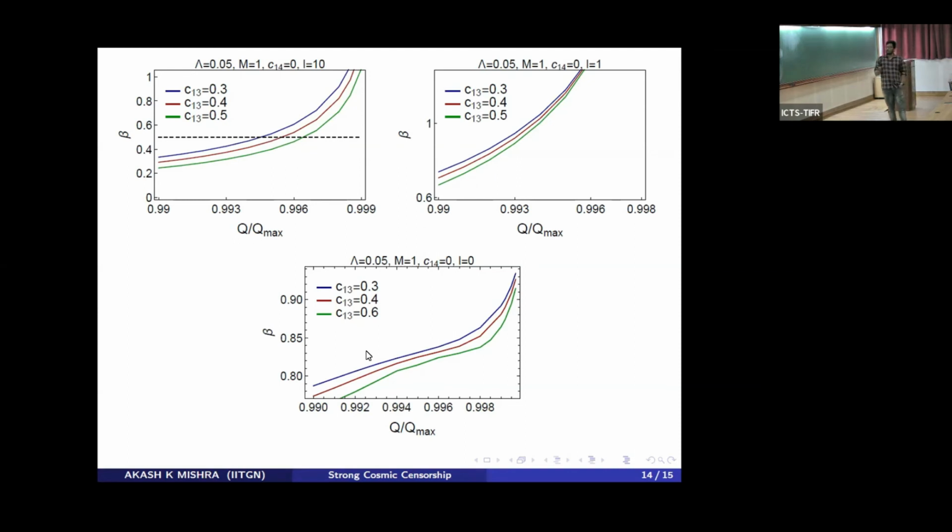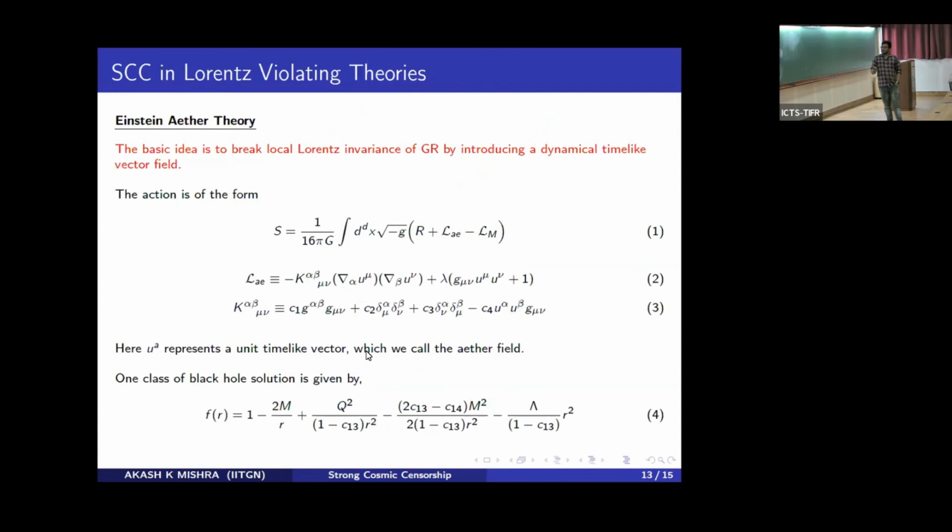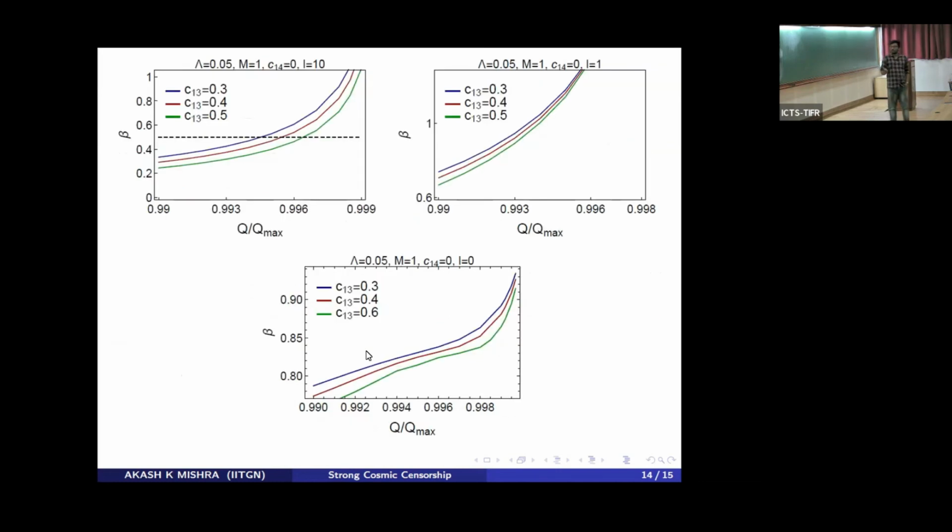And thus we have concluded that at least in Einstein ether theory, the violation of strong cosmic censorship is weaker as compared to GR. However, we have not tested it in higher dimensions. That is what I'm currently trying to do now. There are also higher dimensional extensions of this solution. So one needs to verify that this is not a property specific to 4 dimensions, but generally holds in higher dimensions.